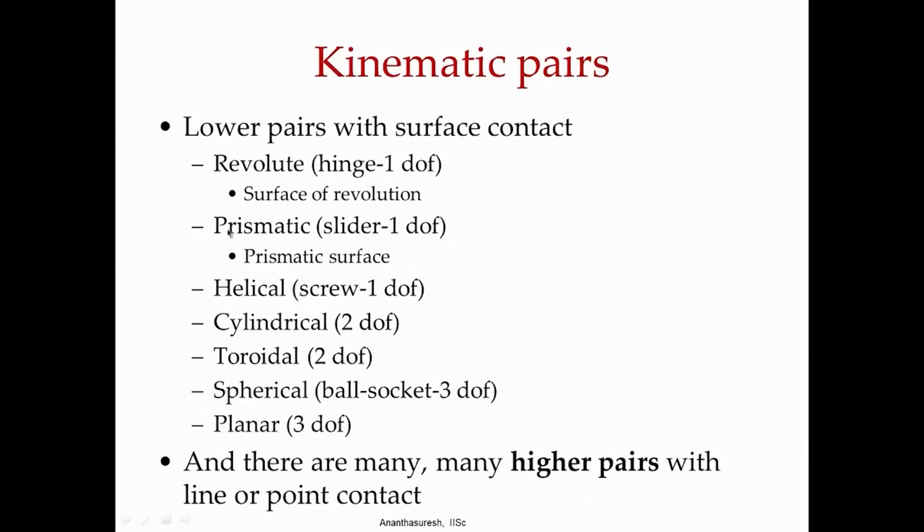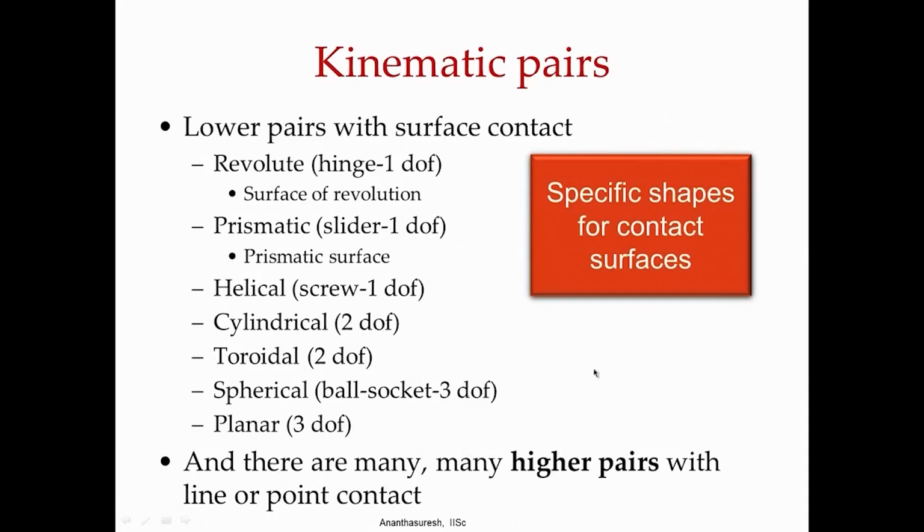And these are all lower pairs, meaning here the contact between two bodies is going to be surfaces. But if you look at higher pairs, they can have line or point contact. But what is true about all of these kinematic pairs is that they have specific shapes for these contact surfaces between the two bodies that the joint connects.